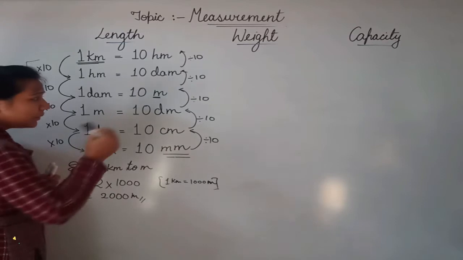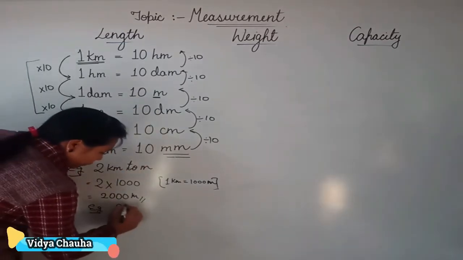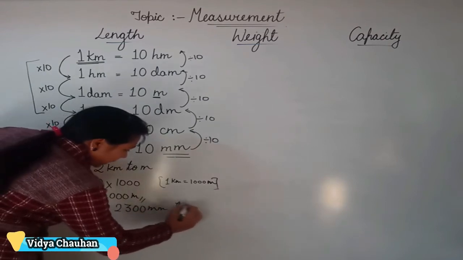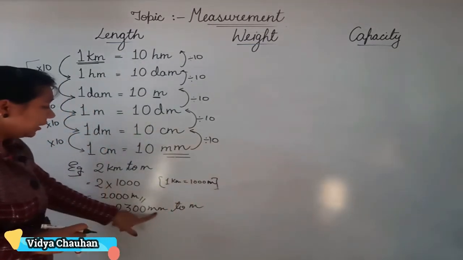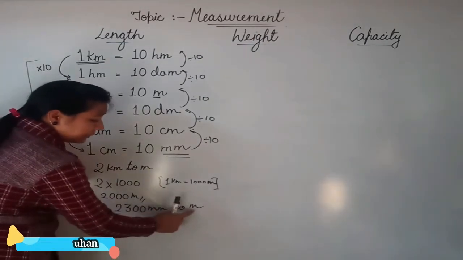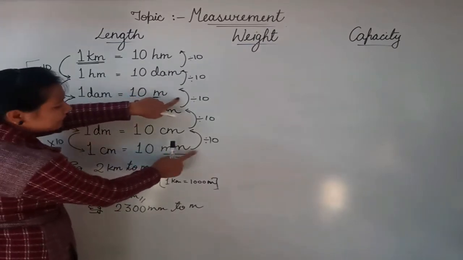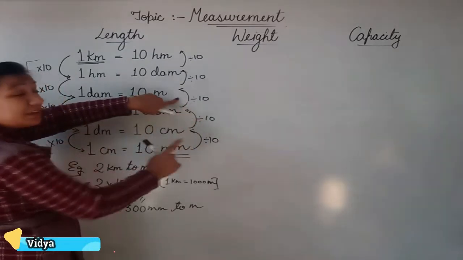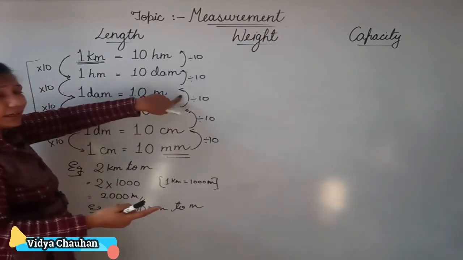Similarly, if we have to convert a smaller unit to the bigger one, in that case, we have to divide the term. For example, if it is given here that 2300 millimeter and it is said that you have to convert it into meters. So 2300 millimeter to meters. In that case, what is the relation between millimeter and meter? So millimeter is here and this is our meter. How many steps are there? 1, 2, 3. That means we have to divide the term 3 times by 10 only. So 10, again 10 and again 10.